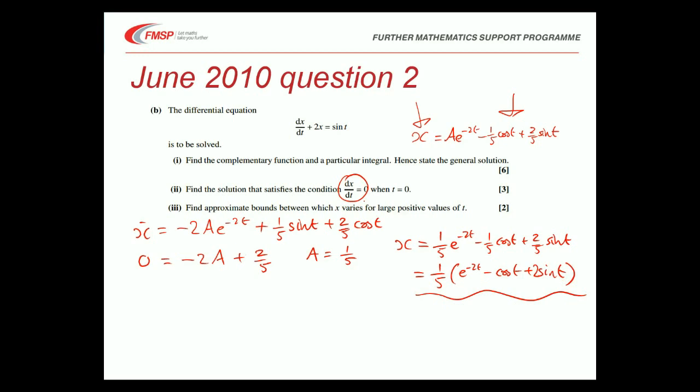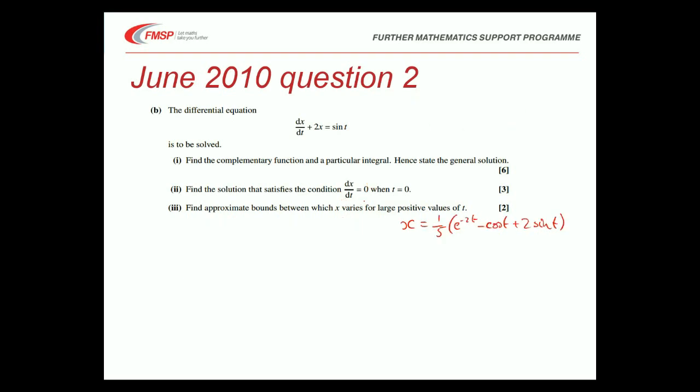So let's finish the job. 2 marks to go for part 3. I've copied the solution out from part 2 there, and it's asking us to find approximate bounds between which x varies for large positive values of t. So 2 warning words here. We've got approximate, so we're not seeking exact answers, and we've got this large positive values of t. That's the other word that's triggering.